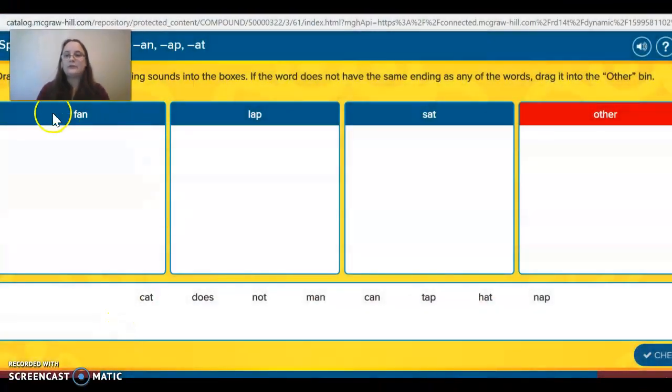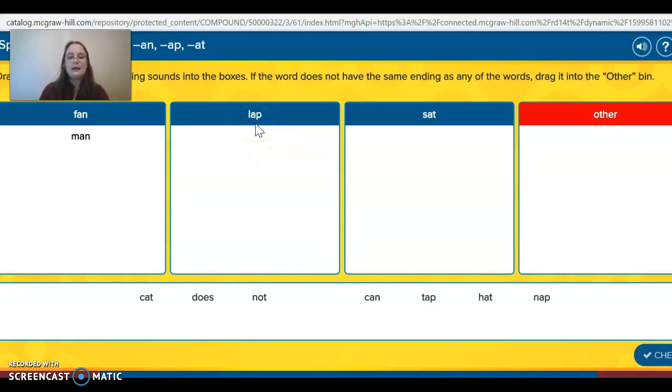And if we look at our first column right here, it says fan. So this is our an family. So we're going to find a word that rhymes with fan and has the an at the end. Fan, cat, doesn't rhyme. Fan, not, doesn't rhyme. Fan, man, that one does rhyme. So we're going to drag those 2 together.